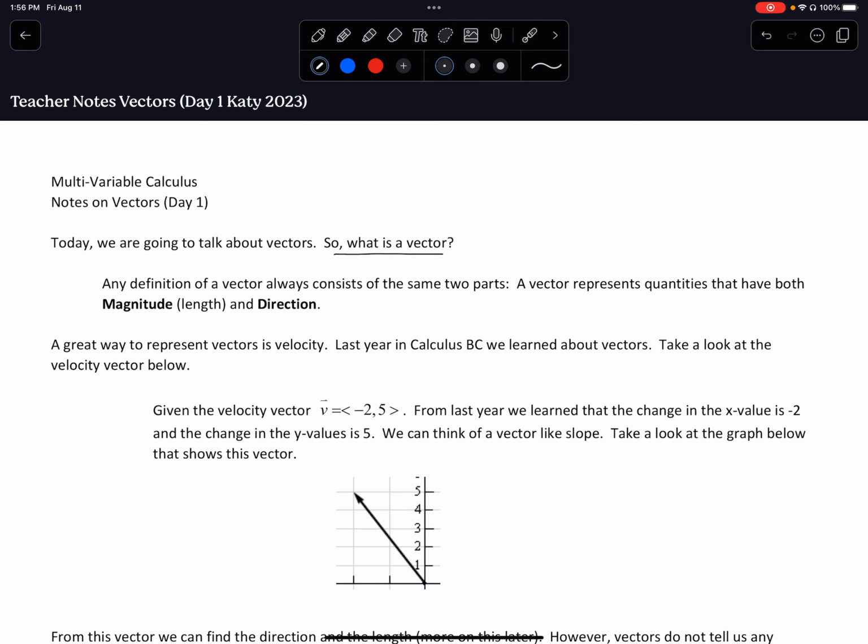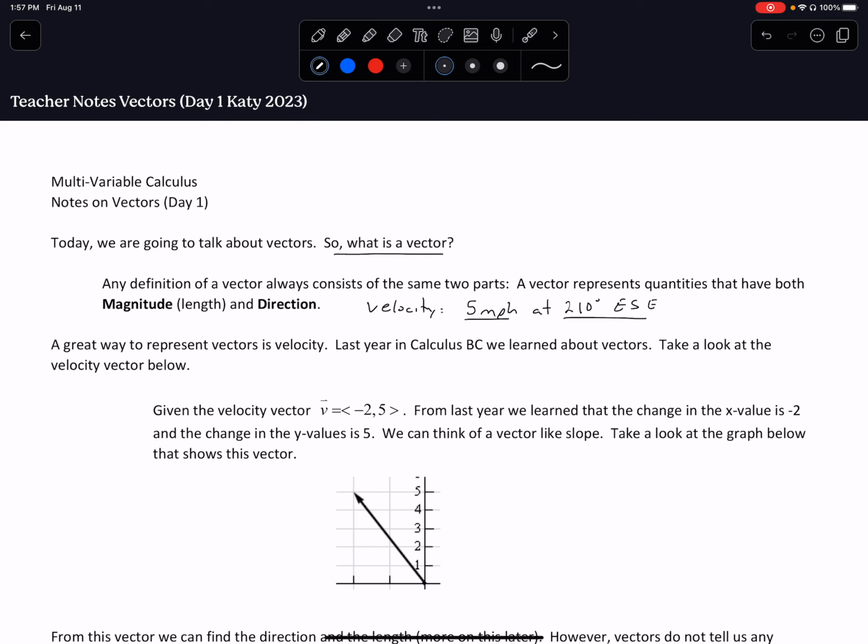Now, you're always going to find the same basic definition for a vector. It always consists of the same two parts, magnitude and direction. A perfect example of this would be velocity from your physics course. Velocity has direction and length. For example, we would say we're traveling 5 miles per hour at 210 degrees, east-south-east. Notice we have our magnitude, how fast we're traveling, and we have the direction in which we're going.